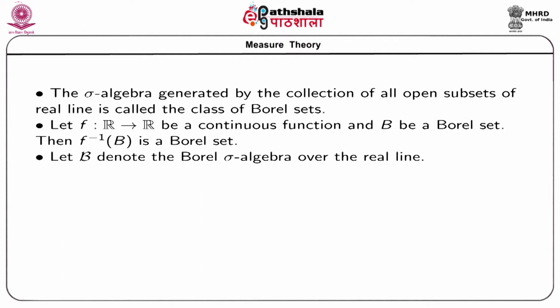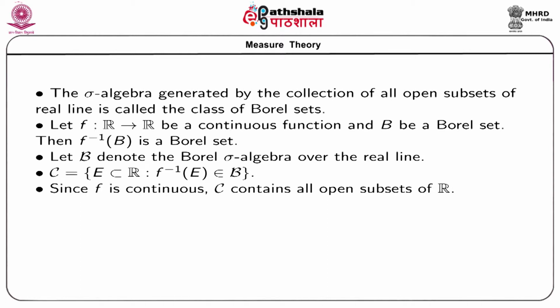Let us denote by script B the Borel sigma algebra over the real line. Let us denote by script C the collection of all subsets E of R for which f inverse E belongs to script B. Since f is continuous, note that inverse image of an open set is open. So, C contains all open subsets of R. So, we have to show that C is a sigma algebra.